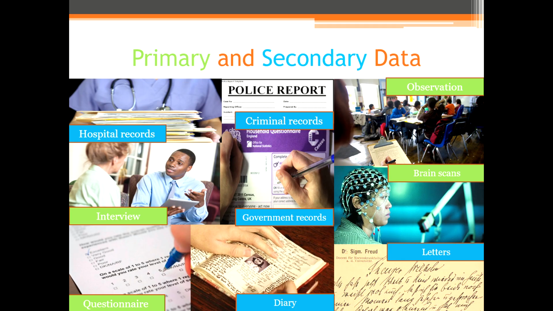Whereas the actual research methods that a psychologist is doing, like an interview, a questionnaire, an observation, some brain scannings, and maybe a controlled lab experiment, all of these things would allow the psychologist to collect their own data.